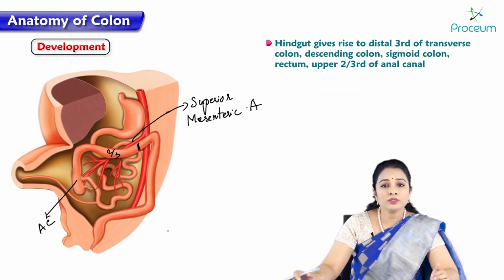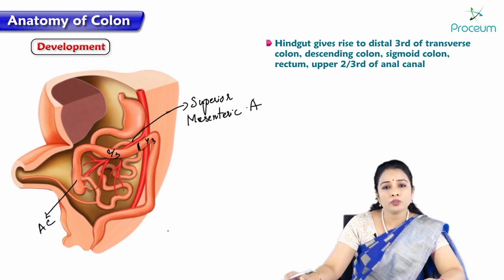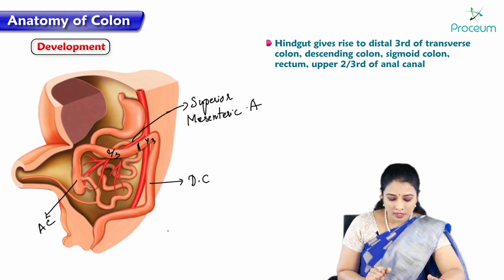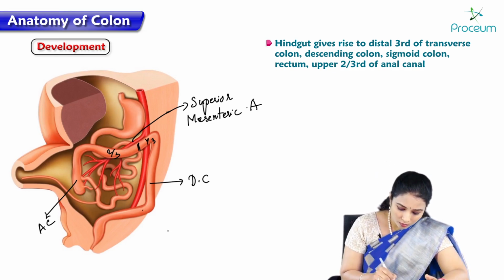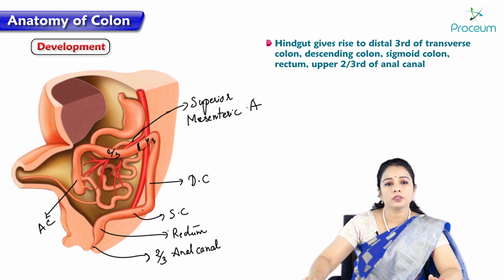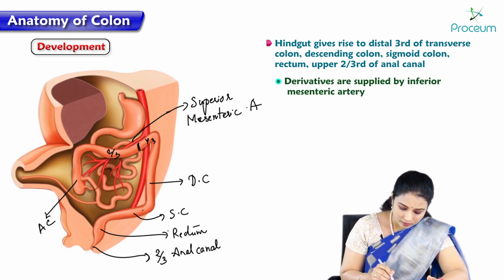The hindgut gives rise to the distal third of the transverse colon, the descending colon, and also the sigmoid colon, rectum and upper 2/3 of the anal canal. So the derivatives of the hindgut are supplied by the inferior mesenteric artery. It is a direct branch from the abdominal aorta.